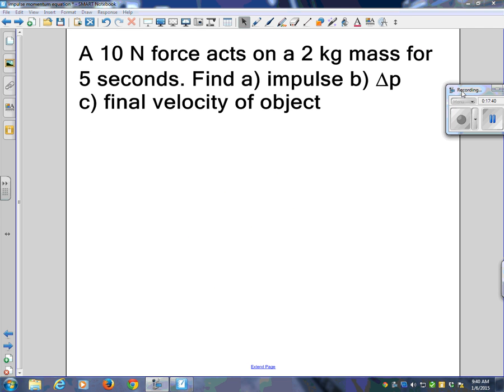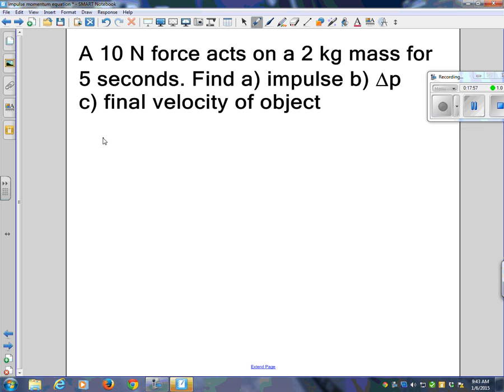A 10 Newton force acts on a 2 kilogram mass for 5 seconds. Find the impulse, find the delta P, and find the final velocity of it. Because this is generally more what people are interested in, is finding out how fast something's going. I'm going to let you try that one. So the impulse, you would write J is equal to F delta T. So that would just simply be 10 times 5. So the impulse is 50 Newton seconds.